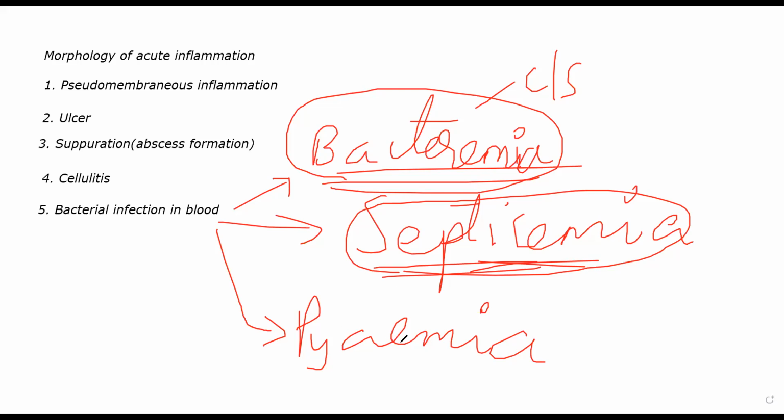Pyemia is a condition in which there are small septic thrombi. Now, what is septic thrombi? First of all, what is a thrombus? Okay. Thrombus is essentially a clot. Septic thrombi are thrombi which have bacteria on it.